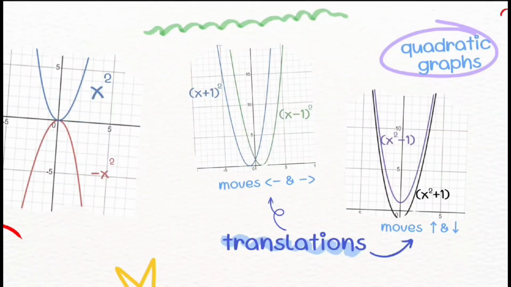Quadratic graphs. A positive quadratic graph will have a U shape while a negative quadratic graph will have an upside down U shape. Translations. When there's a square outside the bracket, the graph moves left and right. When it's a negative, it moves left, while if it's a positive, it moves right. When the square is with the x, the graph will move up and down. When there's a negative, it moves up, and when there's a positive, it moves down.